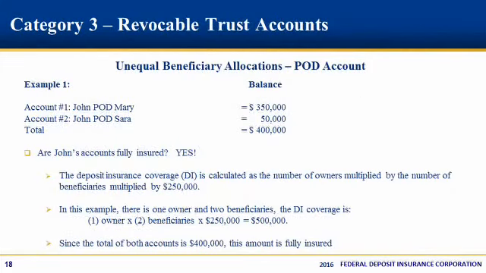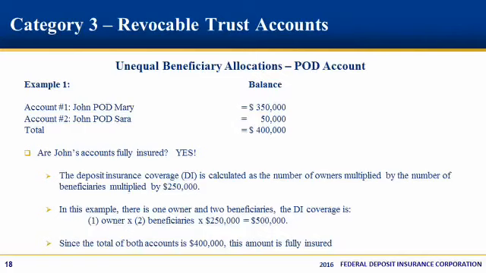Let's look at some examples to test our knowledge of the revocable trust rules. For revocable trust examples, we will assume any named person, whether it is the owner or the beneficiary, is alive, unless otherwise stated in the example. Also, we will assume the owner has no other accounts in the same bank unless specifically discussed in the example.